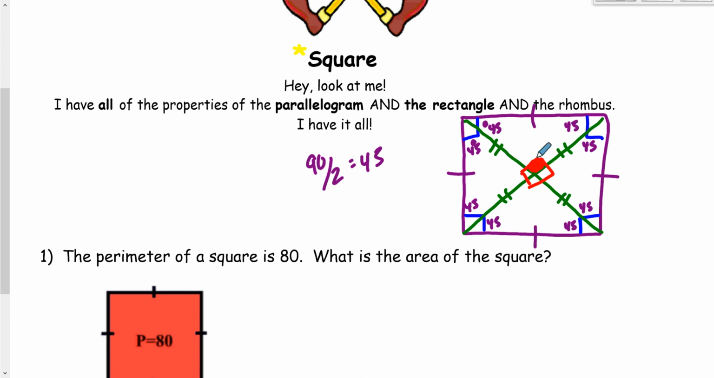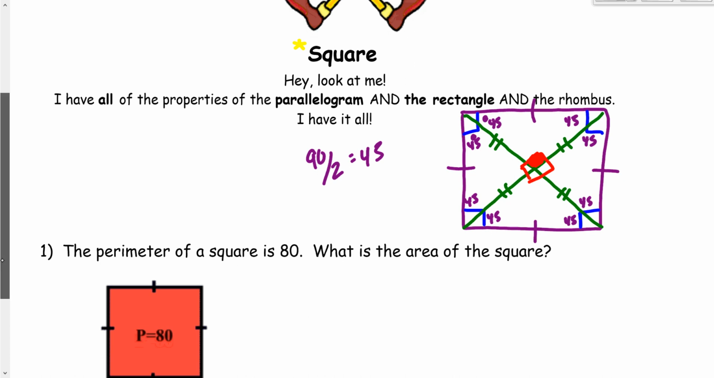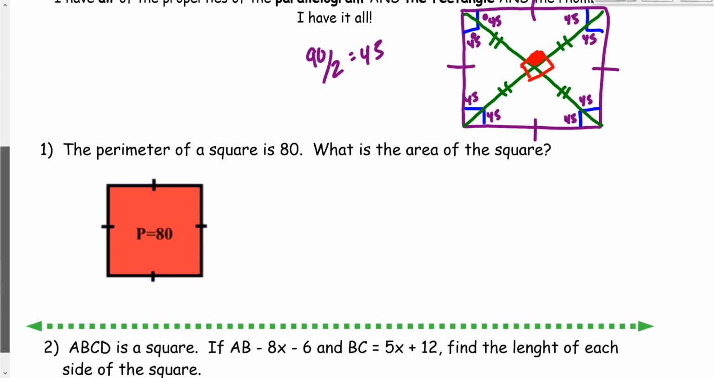So that's going to be a 90-degree angle in all of them, which means that this triangle, this one, and this one are all going to be congruent. Congruent right triangles all the way around. So these are also your 45, 45, 90 triangles that we did in the other unit. So we know everything about a square, now it's just applying it.